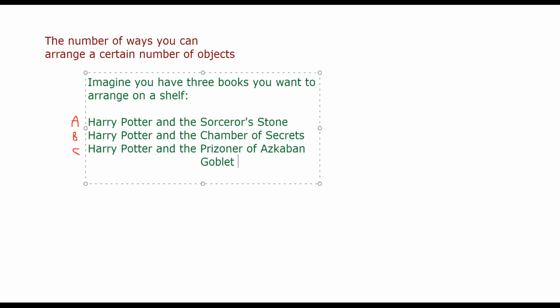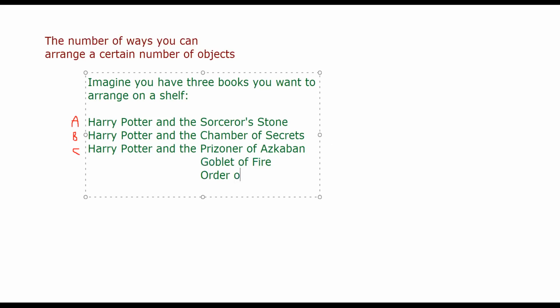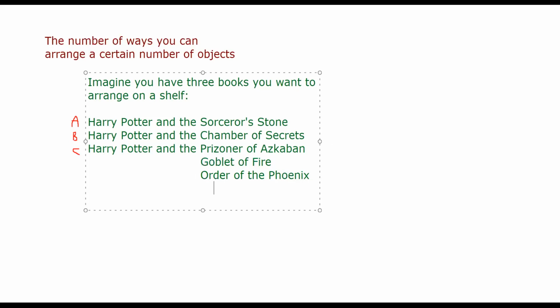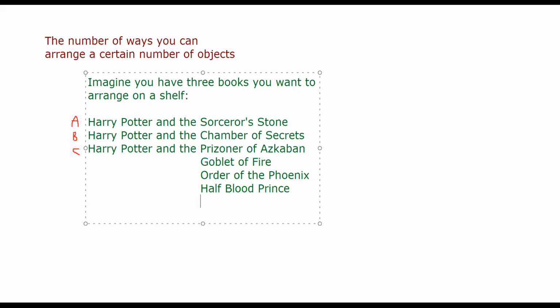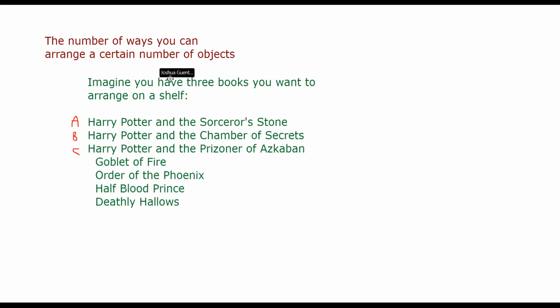You had Goblet of Fire. You have Order of the Phoenix. You have Half-Blood Prince, not Brood, Blood Prince. And then you have the Deathly Hallows. Those are the 7 Harry Potter books. The number of ways you can arrange those 7 is actually going to be kind of cool.